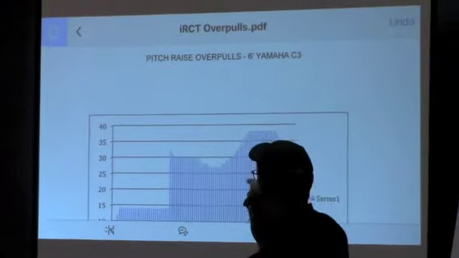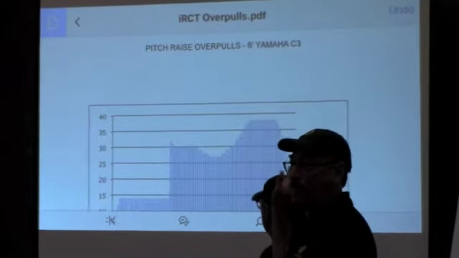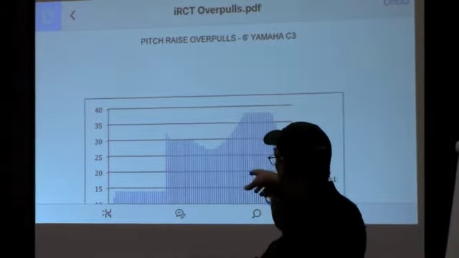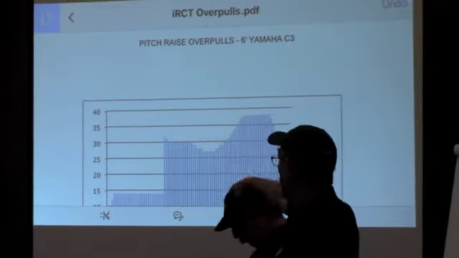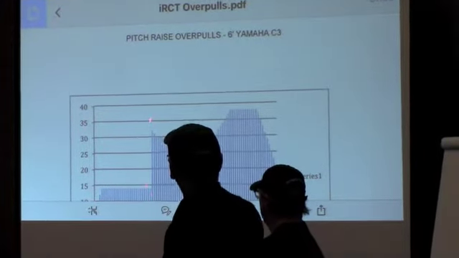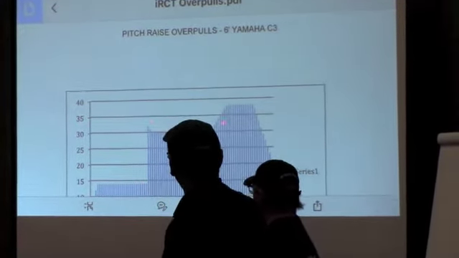Now this is a chart of the standard overpulls for pitch raise mode without any tweaks, and it's pretty smart, but it doesn't know where anything but the lowest tenor note is or the bass treble break is, this cliff right there, and it kind of guesses at everything else.